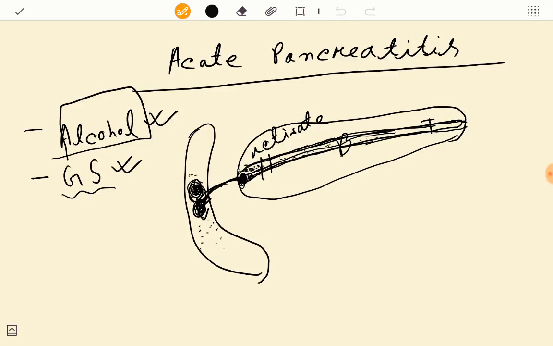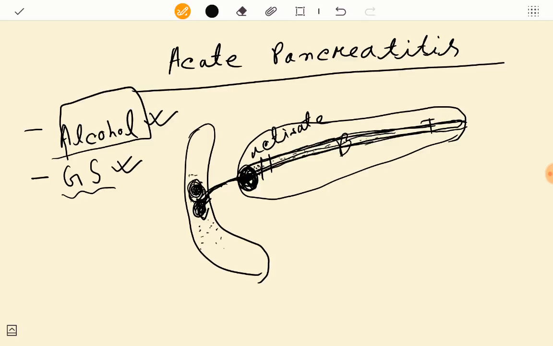Suppose this is a gallstone. What does a gallstone do? A gallstone actually obstructs the ampulla of Vater. So when the ampulla of Vater or the duct is obstructed, the enzyme cannot move out. So what happens? Of course, again there is a premature activation of the enzyme.